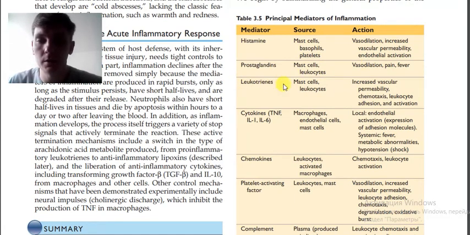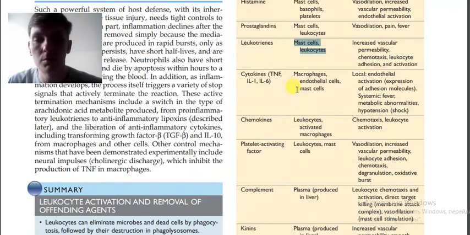Then leukotrienes. Leukotrienes are responsible for increased vascular permeability, chemotaxis, leukocyte adhesion, and activation. They are also produced from arachidonic acid, and by specific enzymes it is changed into leukotrienes or prostaglandins, and the same cells are involved in this process.